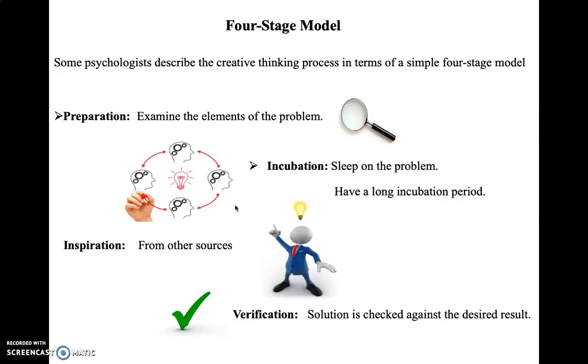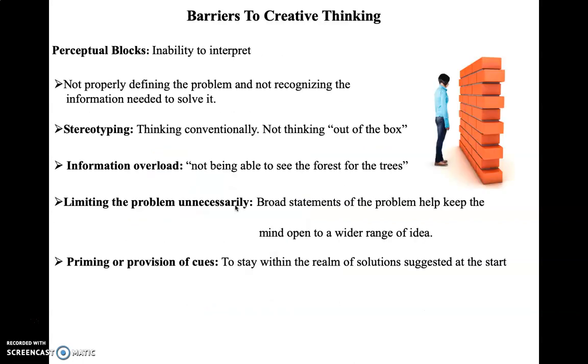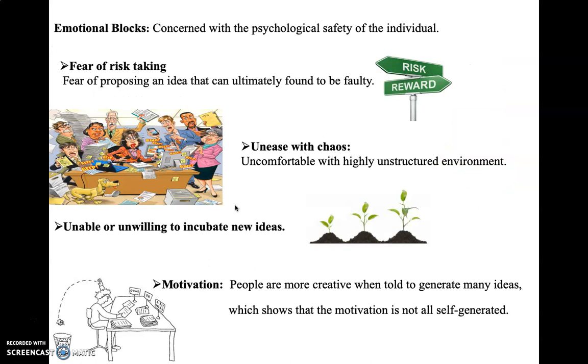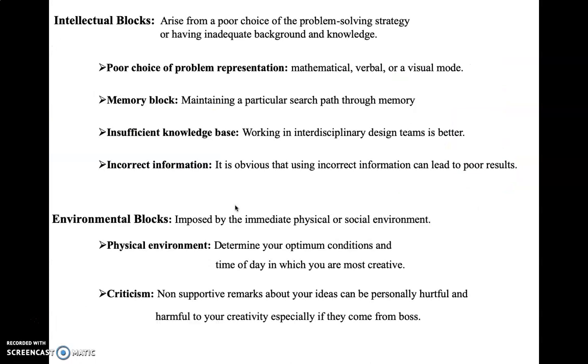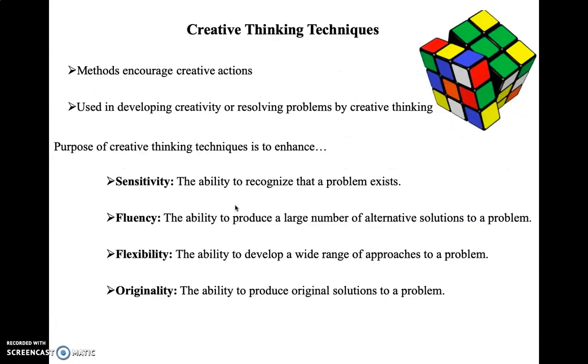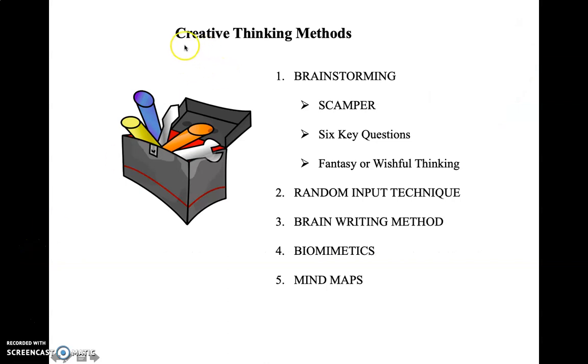And the four stage model we discussed in the last session, the second lecture, and the barriers of creative thinking. There are various barriers which we have to encounter or avoid: emotional blocks, intellectual blocks, environment blocks. What is the purpose of creative thinking, that we studied in the last session. And we came to the creative thinking methods. We got to know there are various creative thinking methods which can be used to develop creativity inside a person. So we will go one by one.